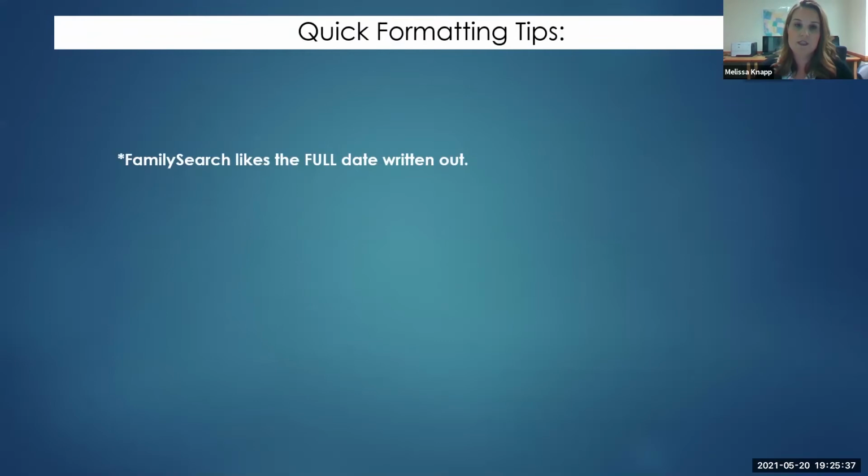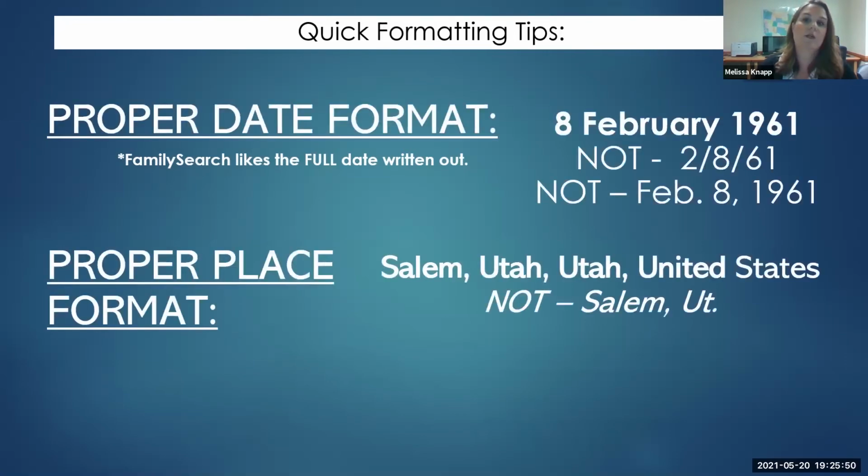Okay, so just going back over it really quick, the quick formatting tips. FamilySearch likes the full date written out, starting with the day, the full month, and then the year. So just like this, we would put that like 8th of February, 1961. However, if you start to write it abbreviated, it will actually give you that drop-down box. So sometimes I just type it in like FEB, and it'll bring it up for me, but I always select the standardized date.